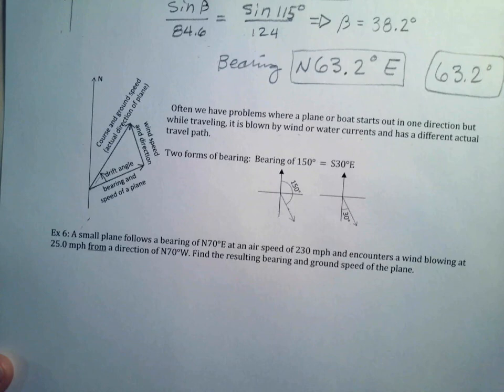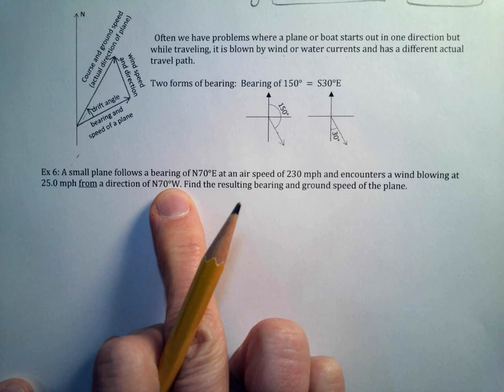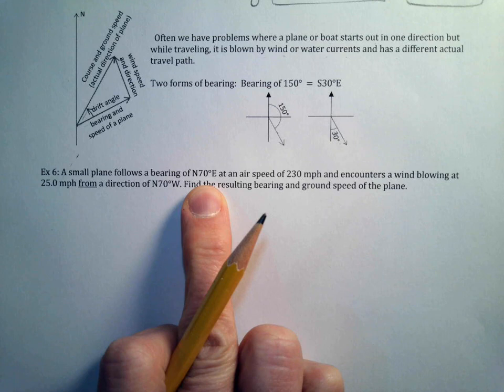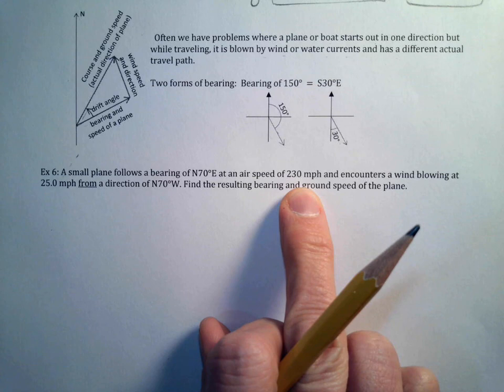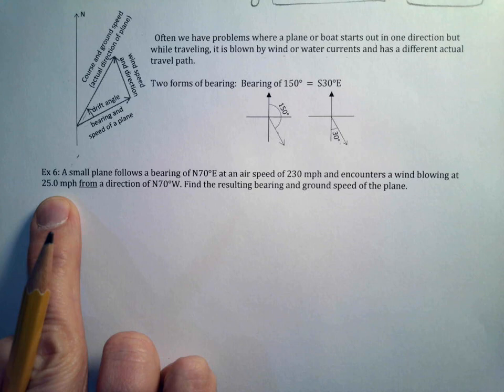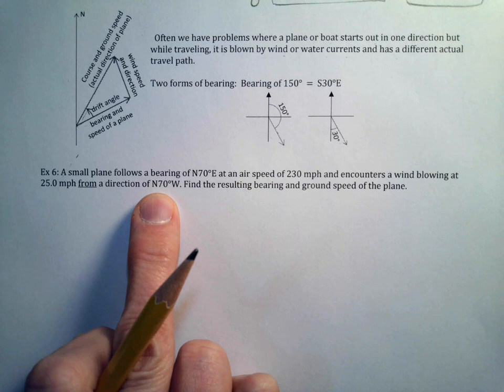Okay, let's look at example six. A small plane follows a bearing of north 70 degrees east at an airspeed of 230 miles per hour and encounters a wind blowing at 25 miles per hour from a direction of north 70 degrees west. Okay, so now be careful. There's a lot of stuff going on here.